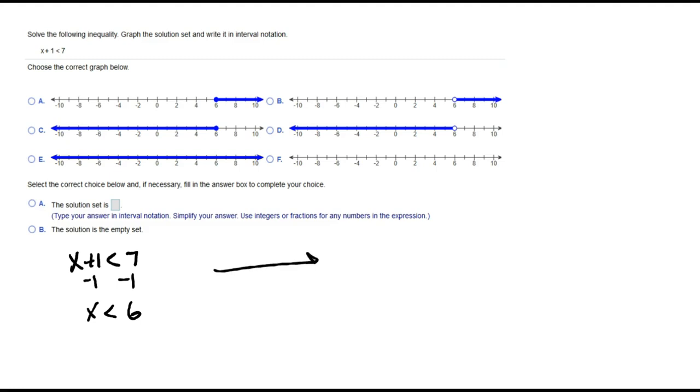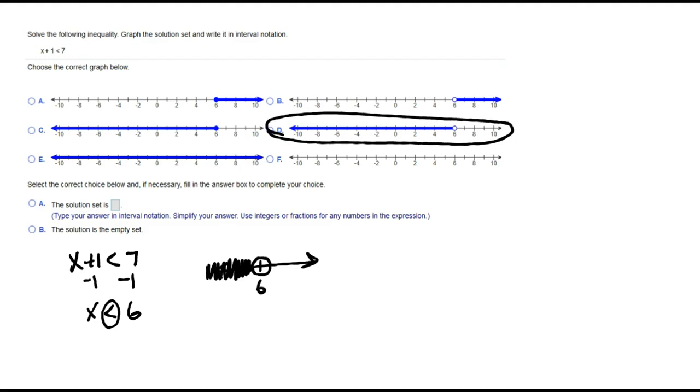To graph that on a number line, we would mark out the 6 on the number line. We would use an open circle because of our inequality here. We don't have an equal sign, so we don't want to include that point. And then we're going to shade the values that are less than 6. So that would be our graph. And that looks like this one right here to me.